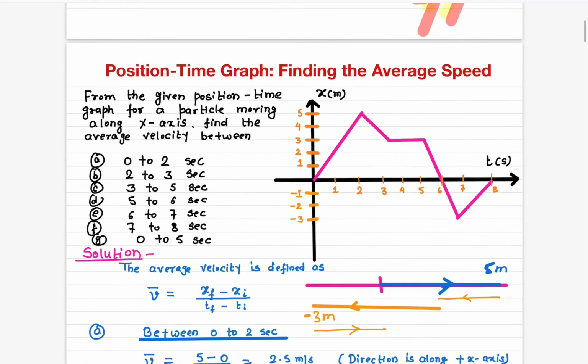Okay, so this is it from this position time graph, and in the next video I'll talk about how you plot the velocity time graph from this position time graph, and I will also talk about how you find out the acceleration time graph from the given velocity time graph.